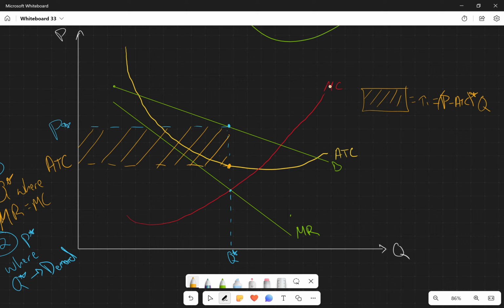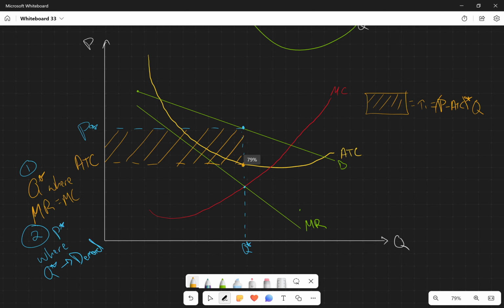So we're going to take our price minus our average total cost, multiply it by our Q star in order to get that profit rectangle. I keep calling them squares. They're very obviously rectangles.